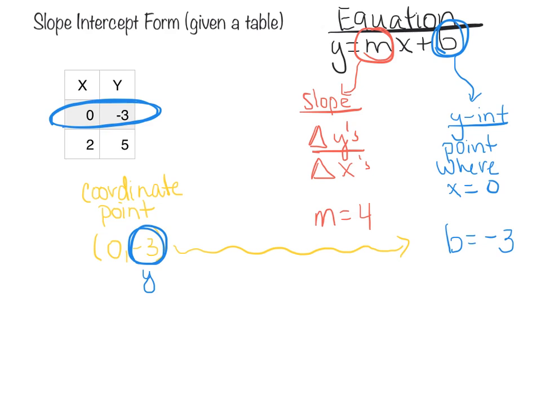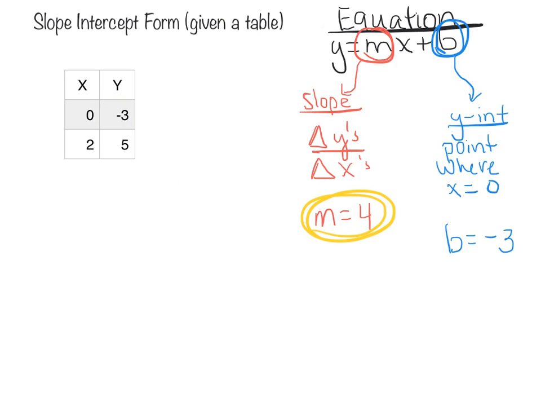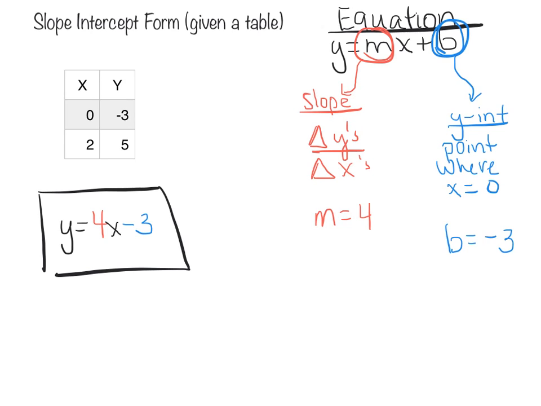So if I have my slope of 4 and my y-intercept at -3, I can plug in my slope and my y-intercept. So I get y equals 4x minus 3. And that would be the equation given that table. Let's look at a different example.